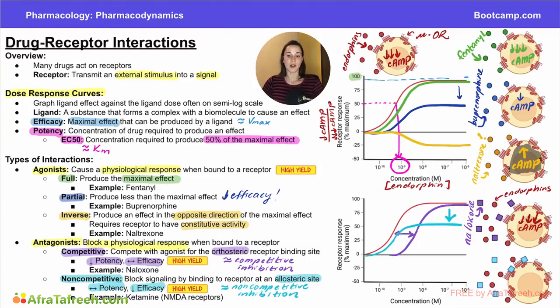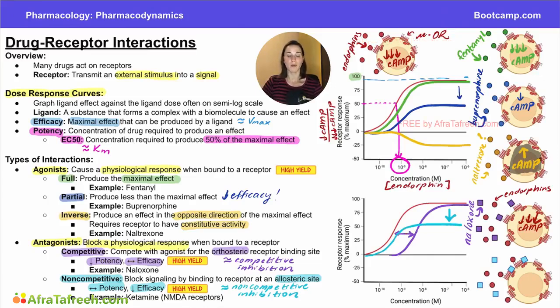Agonists bind to the receptor and cause physiological signaling. Full agonists cause the maximal effect, while partial agonists cause an effect that is less than the maximal effect, so they have a decreased efficacy. Inverse agonists will cause opposite signaling effects in the context of constitutive signaling. Antagonists block signaling, with competitive antagonists decreasing the apparent potency of an agonist, and non-competitive antagonists decreasing the apparent efficacy of an agonist. These concepts parallel nicely to enzyme inhibition.